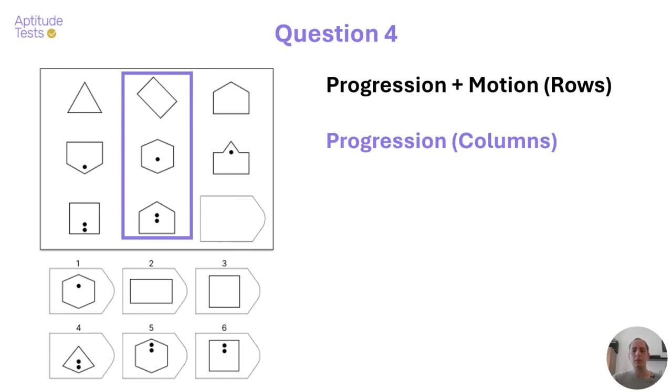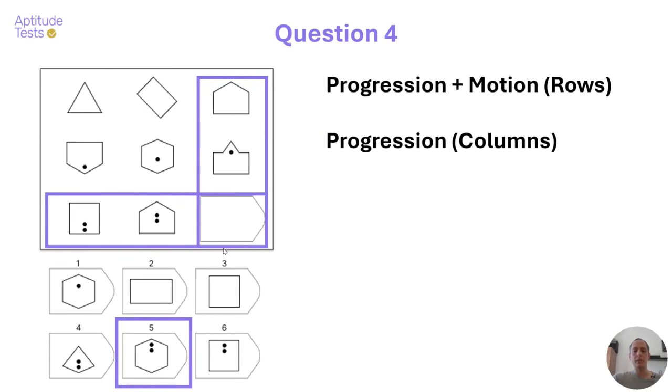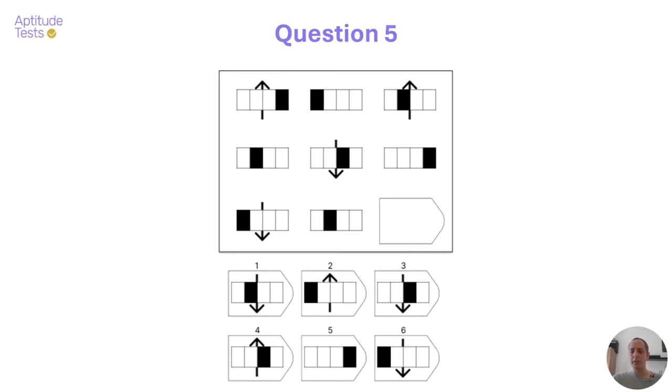The pattern across the columns is a different type of progression, which is the number of the dots. Okay, we have 0 in the first, 1 in the second, and 2 in the third. So this means that the last shape here is going to have 6 sides, it's going to have 2 dots, and they're going to be at the top part of the shape, so answer number 5. Okay, question number 5, again, pause the video, try to solve it for yourself, and we'll move ahead to the solution.